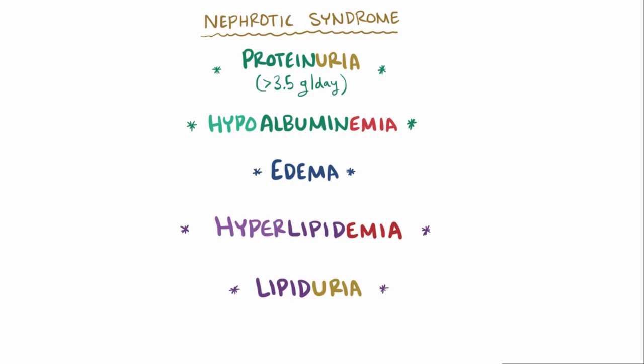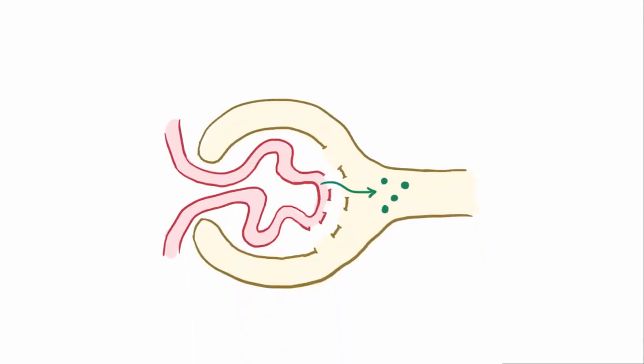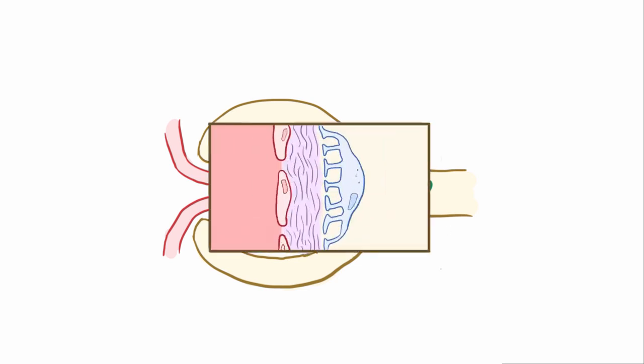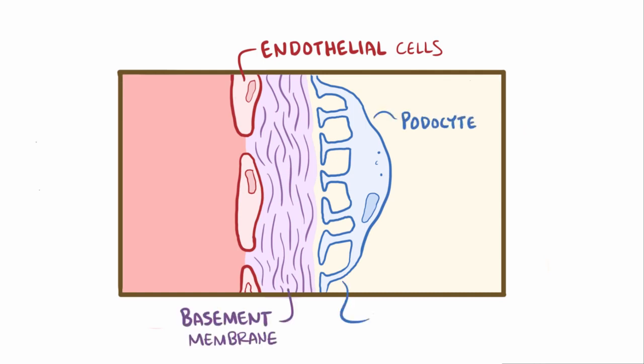Okay, so minimal change disease is a type of nephrotic syndrome. Got it. But how exactly do these glomeruli start letting plasma proteins like albumin through? Well, usually in the glomerulus, you've got your endothelial cells lining the capillaries, then the basement membrane, and then the podocytes, which are the cells that have these long tentacle like projections called foot processes. And this is also why they're called podocytes, since podo refers to the foot.